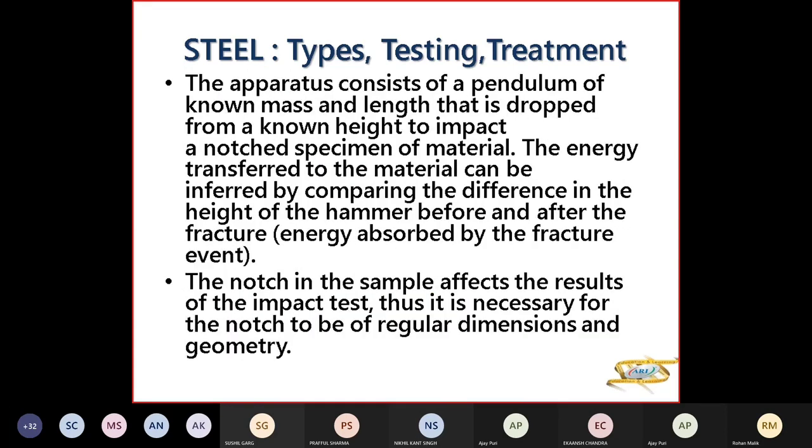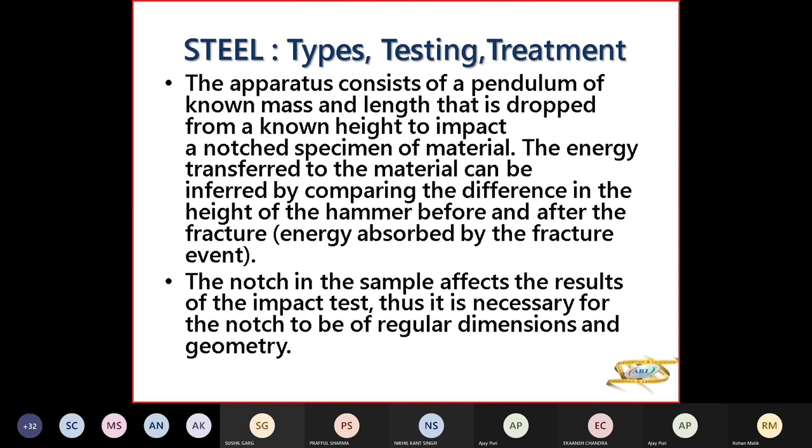The apparatus consists of a pendulum of known mass and length that is dropped from a known height to impact a notched specimen. The notch is basically the cut we are making on the other side, and the energy is transferred to the material. It can be inferred by comparing the difference in height of the hammer before and after the fracture. In a pendulum, if you release from a certain height, it goes to the other side at the same height. But here, when the pendulum is released, it does not go to the same height on the other side. So the difference between them is the energy absorbed by the material for the fracture.